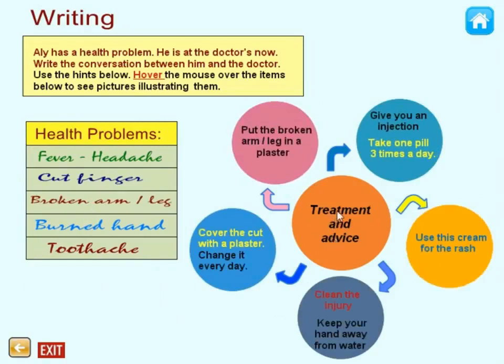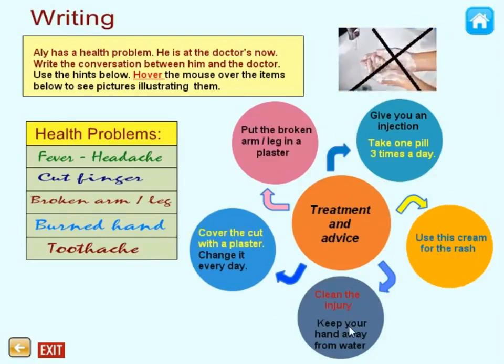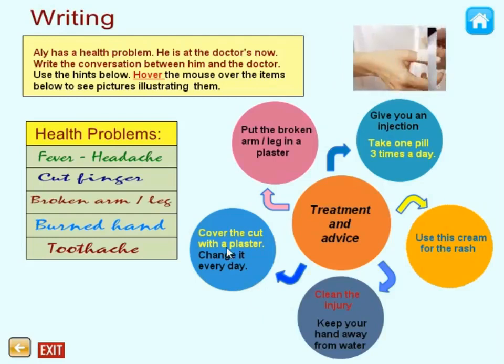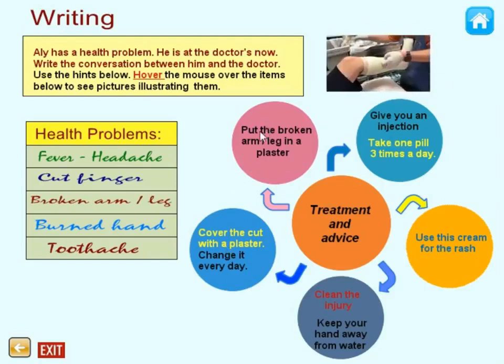We move now to treatment and advice. We have give you an injection, take 1 pill 3 times a day, use this cream for the rash, clean the injury, keep your hand away from water, cover the cut with a plaster and change it every day. The last one is put the broken arm or leg in a plaster.